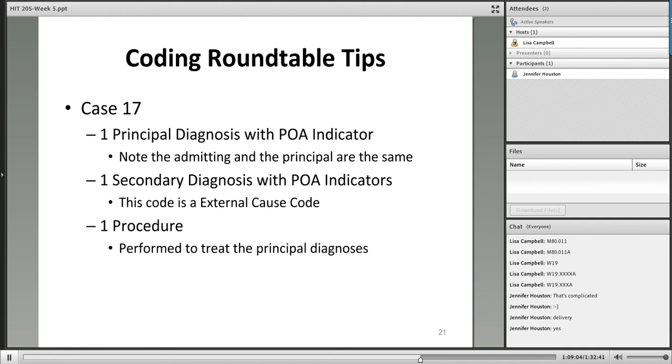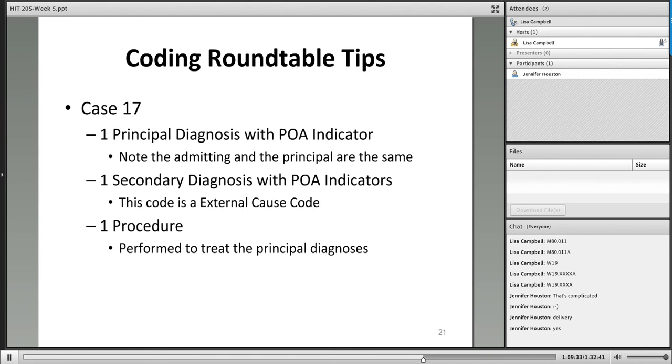So these codes show, let's see, what did I tell you? They show you how, it's like the cause. They show you the intent, was it intentional or unintentional? They show you the place of occurrence. They show you the patient's activity. And then they also show you the external cause.